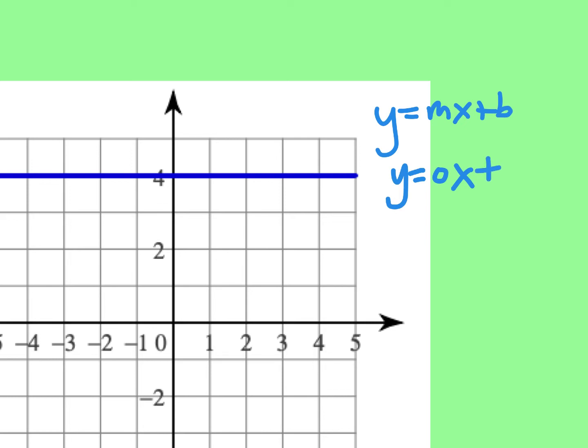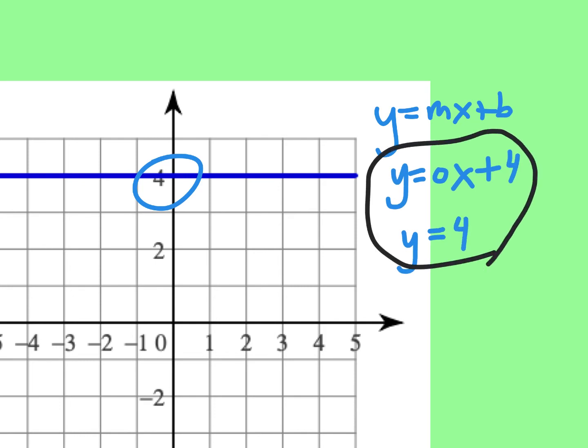Plus b, well, what's the y-intercept? Right there, what is it? 4. So could another kid have written y equals just 4? Yeah, these are the same, because 0x is like it's not even there. So y equals 4 was the equation. It's in slope-intercept form.